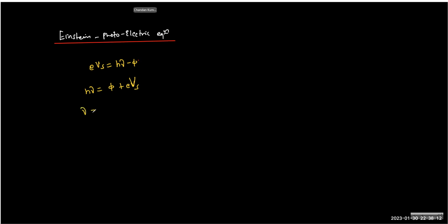Now this is a simple equation and it can be written in a variety of forms. You can write frequency equals to eVs by h plus phi by h, right? And if you plot a graph between the frequency versus voltage.